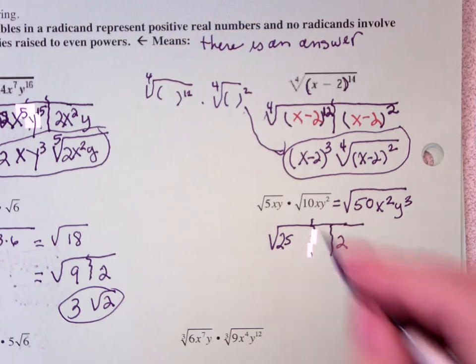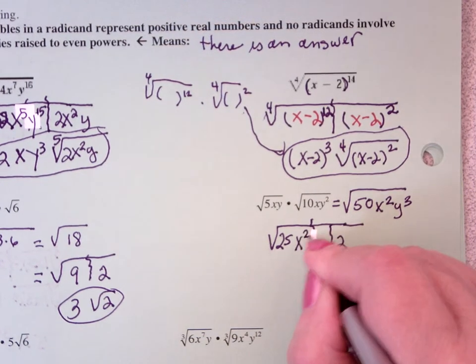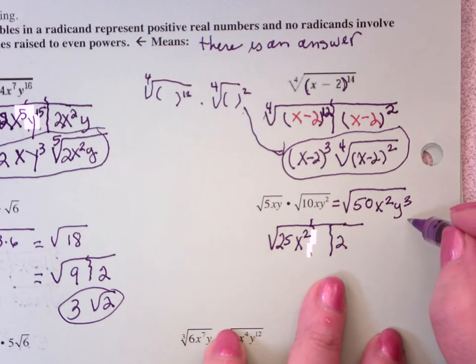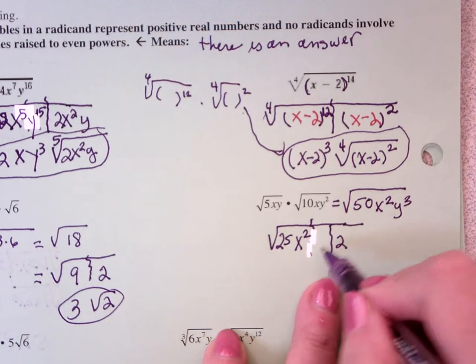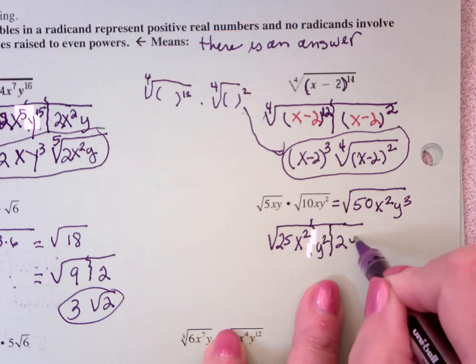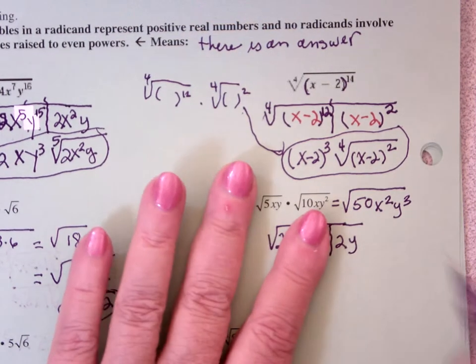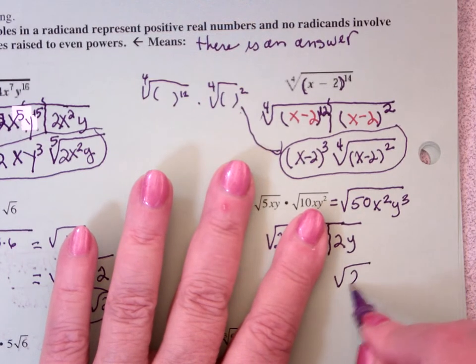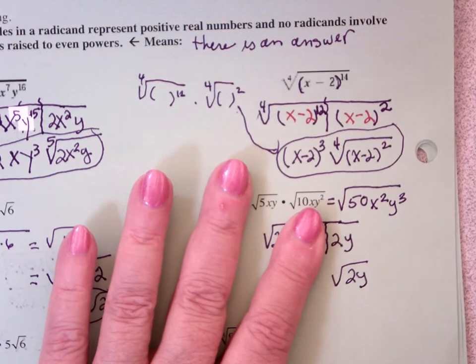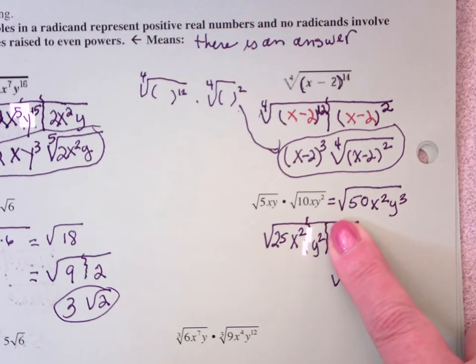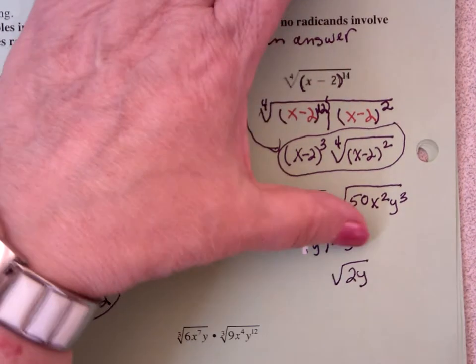x squared is a square. And y cubed, what's the square in y cubed? y squared, and then I've got 1 left over. So if I look at this, the leftover is the square root of 2y. And the perfect square part is this guy. And what's that? 5xy.